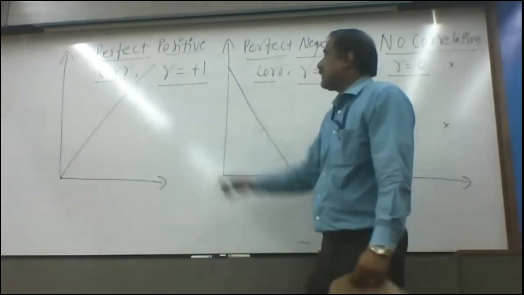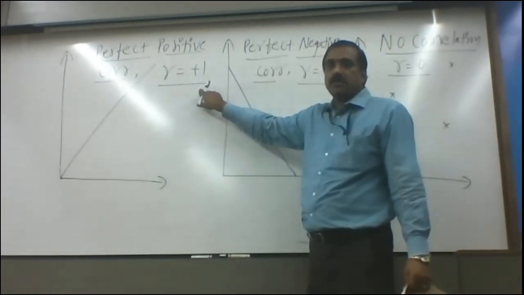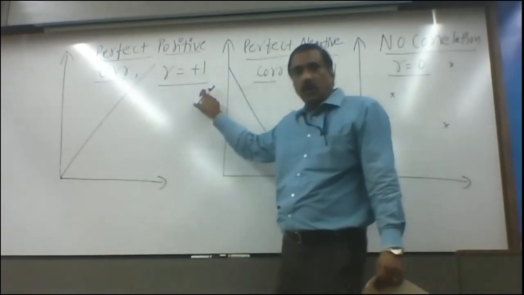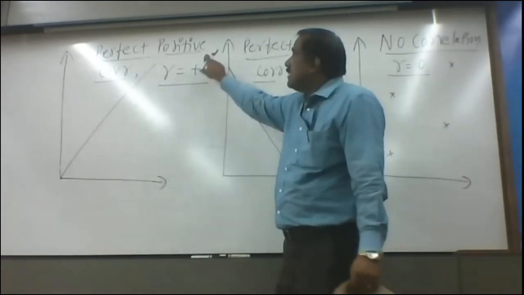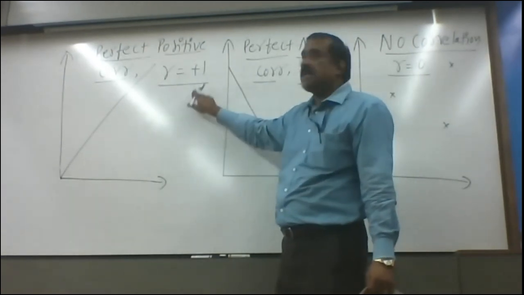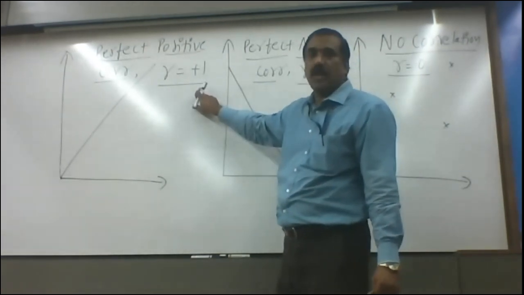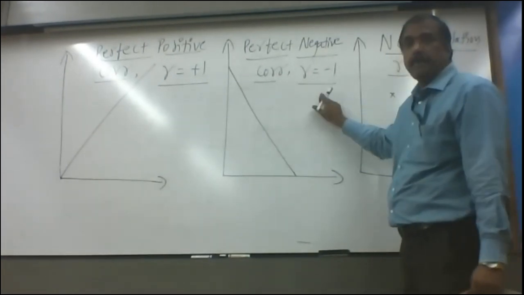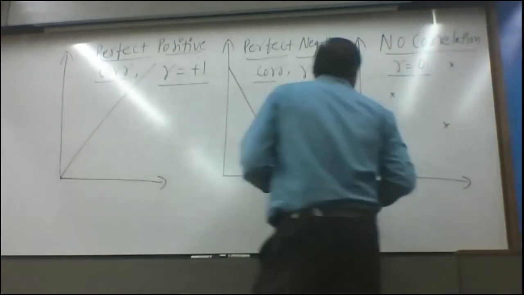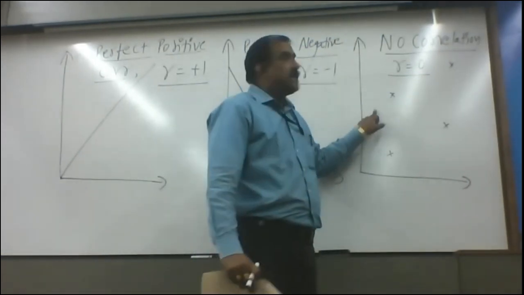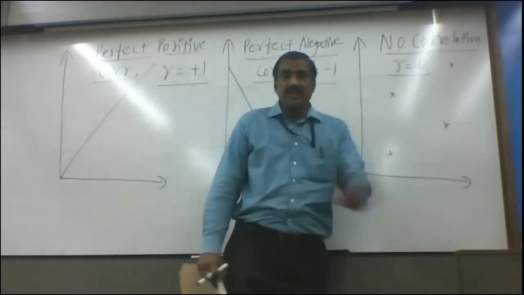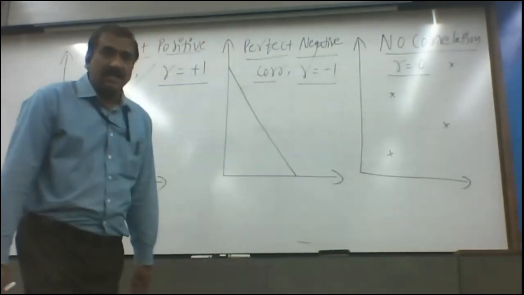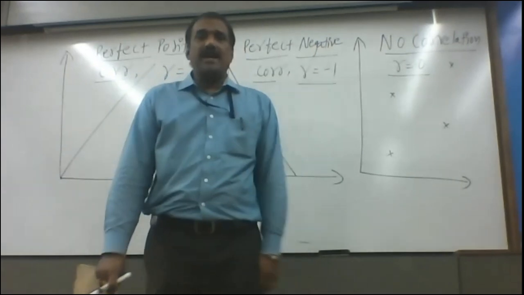Once again, I'm explaining. When data is plotted using the graphic method, perfect positive correlation is R equal to plus 1. This is a perfect negative correlation, the shape with R equal to minus 1. And this is no correlation, R equal to 0. Please go through all these three, not only this one.